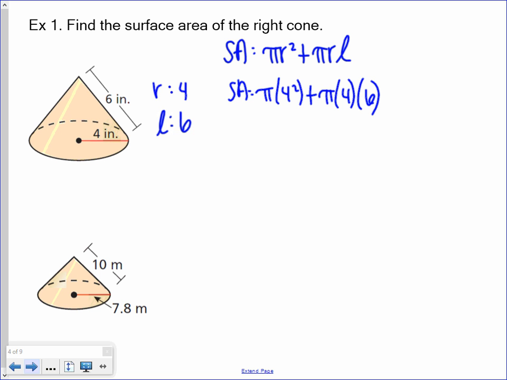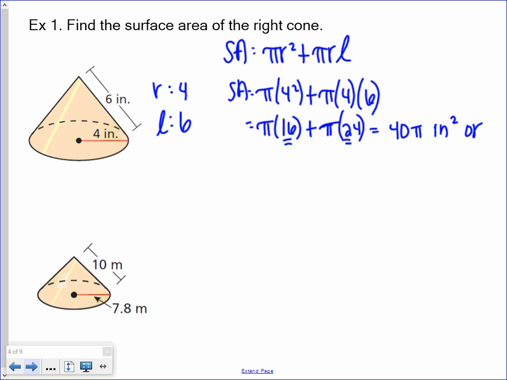What do you have to do first? Seth? You have parentheses, yes, but you have to square first. So pi times 16 plus pi times 24, since 4 times 6 is 24. I'm going to write it exact, and then we'll write it as a decimal after that. Remember back to cylinders, when we write it exact, you just add your like terms. So add 16 and 24. That's 40 pi inches squared, or what's 40 times pi as a decimal?